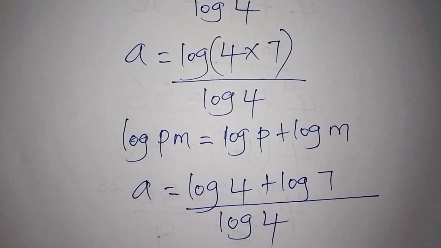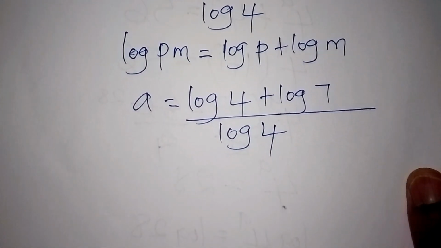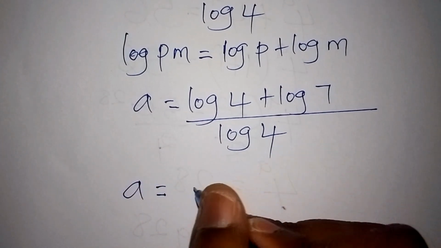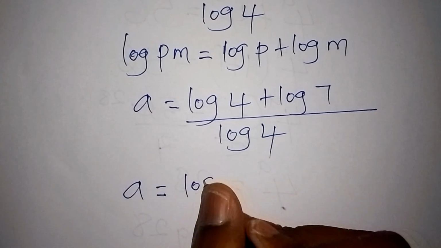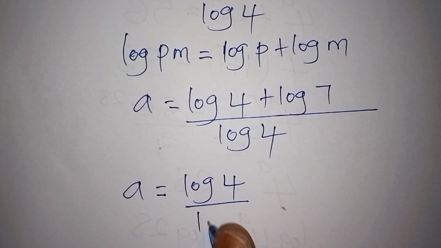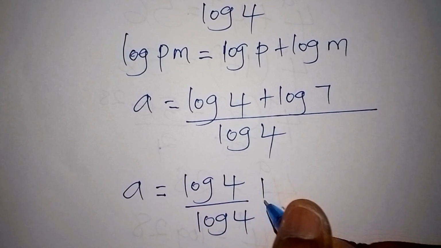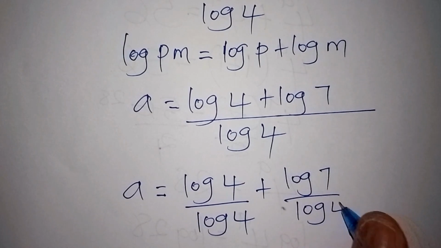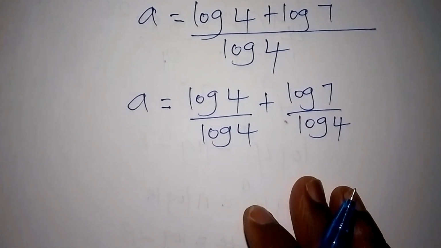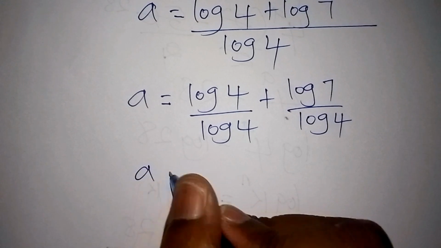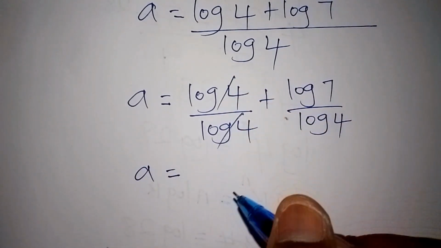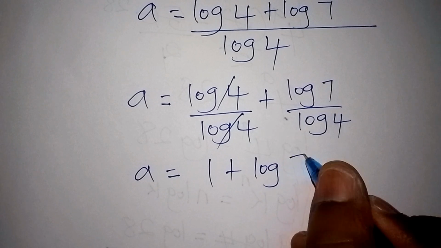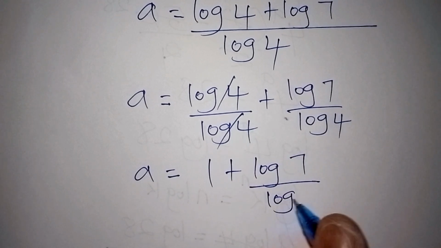So all of them must be divided by the log of 4. So here now a is equal to, so let's divide by log 4 on both sides. So we shall have log 4 all over log 4, then plus log 7 all over the log of 4. So in this case now a is equal to, the log of 4 and the log of 4 cancel, 1 now plus log 7 all over the log of 4.